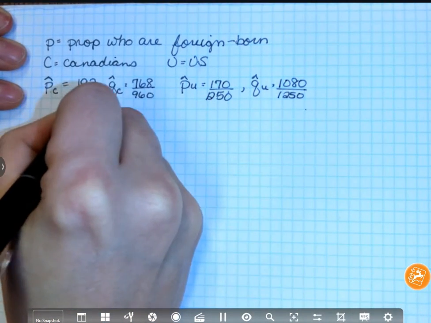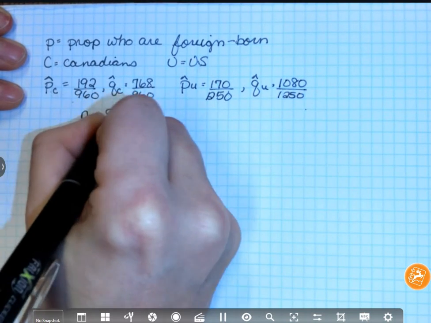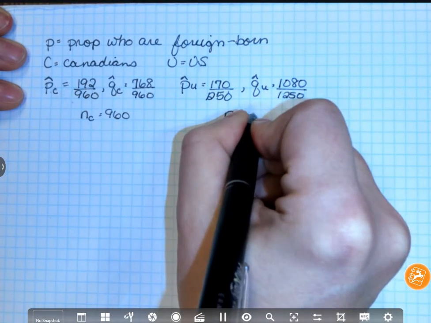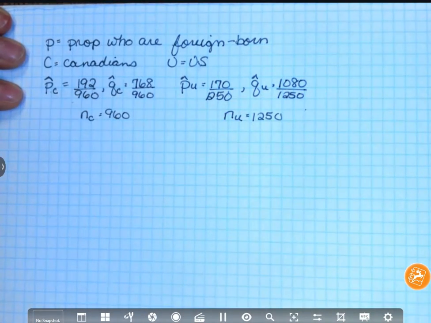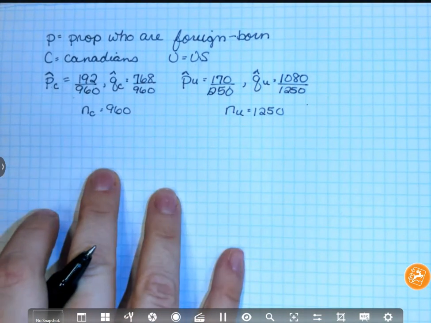And if you want to write this down here, you can. The total sample size for the Canadians was 960. Total sample size for the US was 1250. I label all of my bits and pieces. That's the way I do it. I do it there because I know that those values will come all over the place. So why not just stick with them up front?